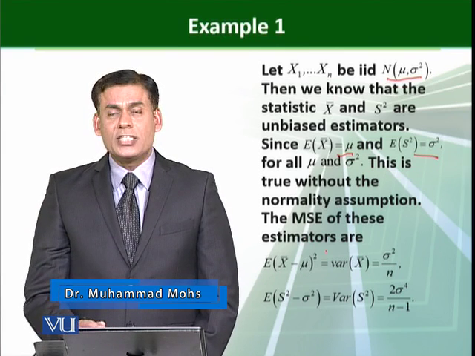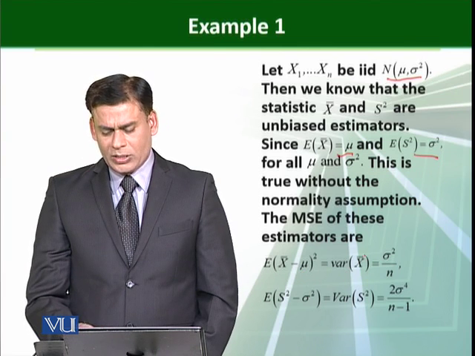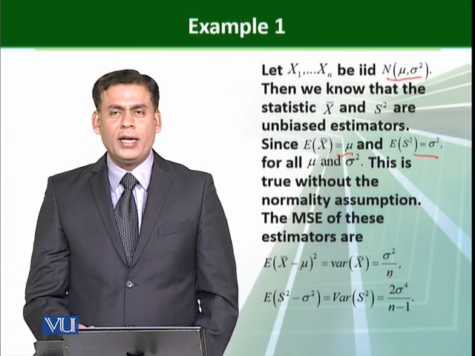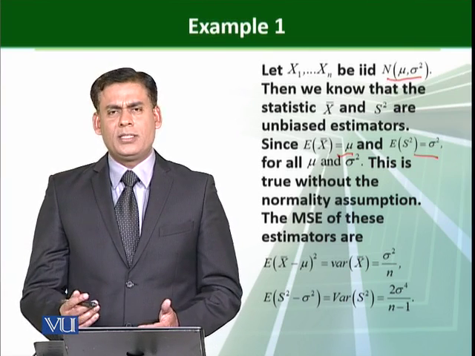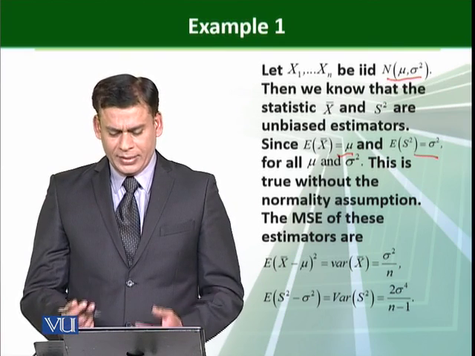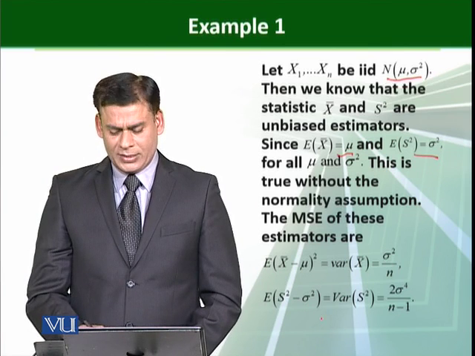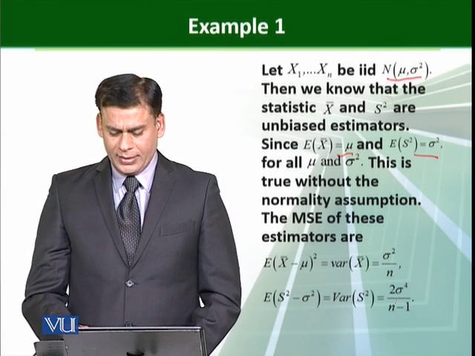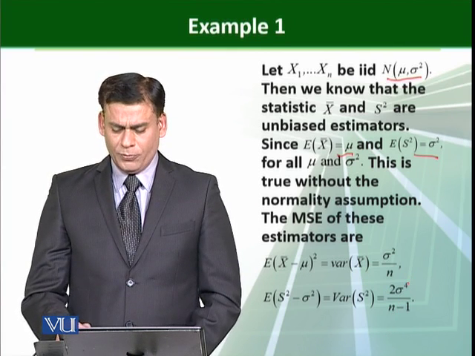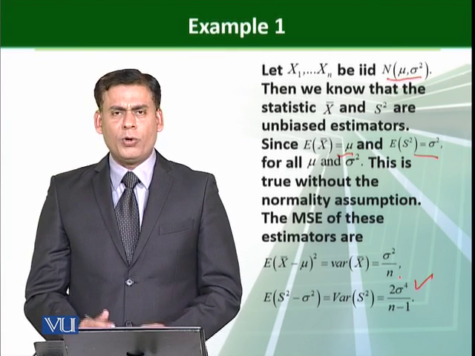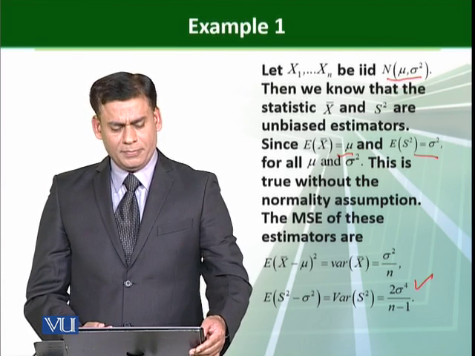The MSE of these estimators are as follows. The expected value of X bar minus mu whole square is the variance of X bar, which is equal to sigma square over n. That is a well-known result, and we use it many times; it is very straightforward. The second one, which is the most important, is the expected value of S square minus sigma square whole square, that is the variance of S square, and this is equal to 2 sigma 4 over n minus 1. So basically we focus on the second result, which is more important, and the first result is very straightforward. So we start from the second result.